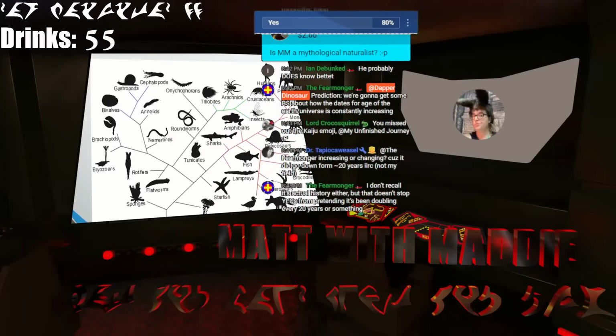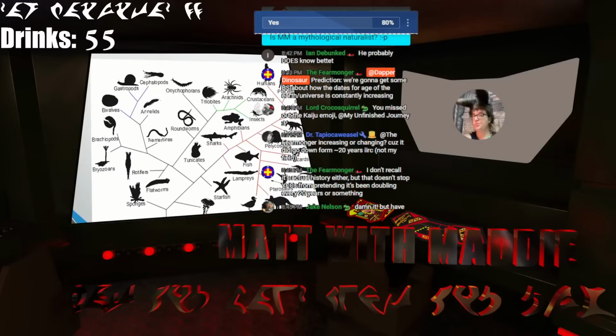I don't think the placement of rotifers plus flatworms works. I'm pretty sure flatworms branched off earlier, but then again, I'm not an expert on flatworms, so take that with a grain of salt.